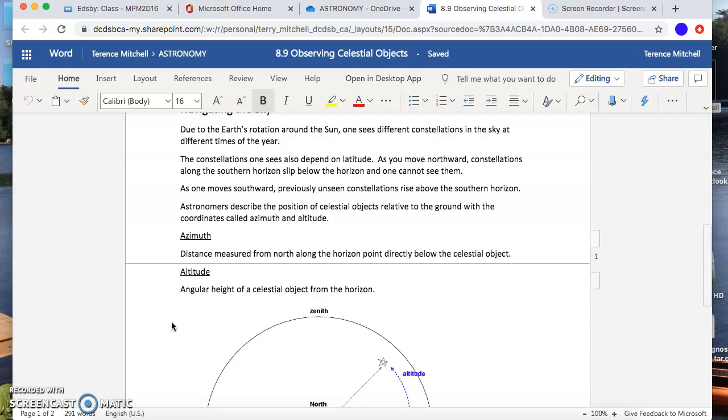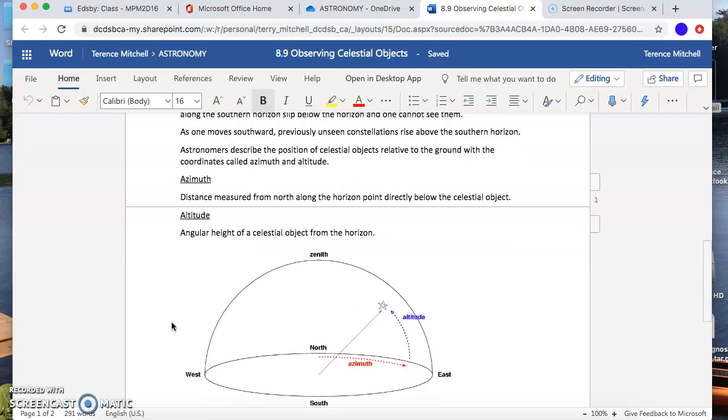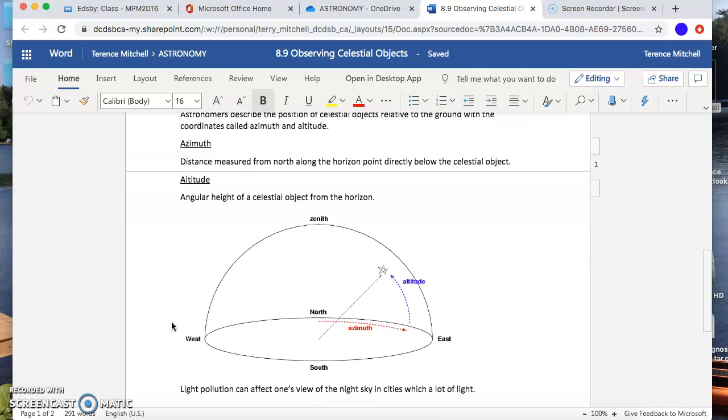And then there's the altitude, and this is how high up in the sky it is. So this is based on an angle. If that star is just above the horizon, it might only be a 10-degree altitude. If it is right above me, it would be a 90-degree altitude.